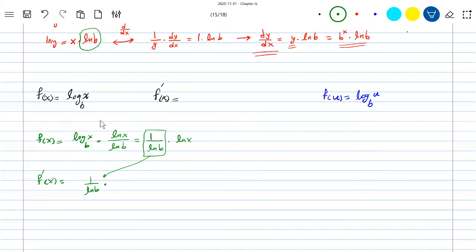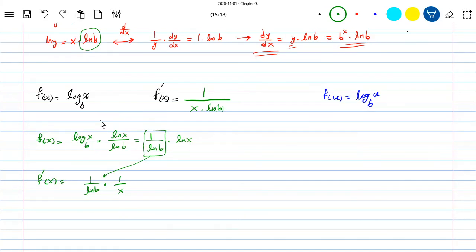Multiply by the derivative of ln x, which is simply 1 over x. So we found out what the derivative of f of x is. And normally they write it this way: they write it as 1 divided by x times ln b. Just to make sure that x and ln b are separate, you cannot put the x inside the ln b. Maybe use parentheses here.